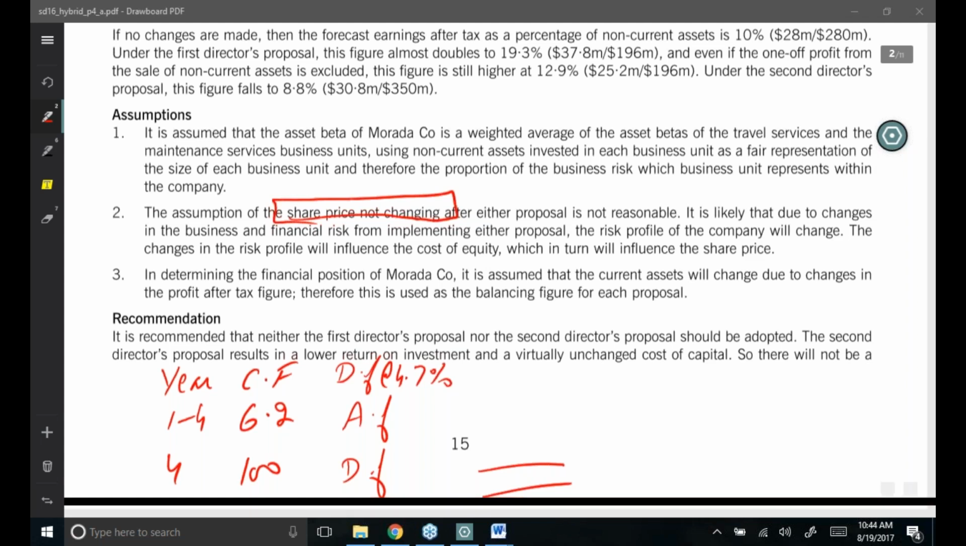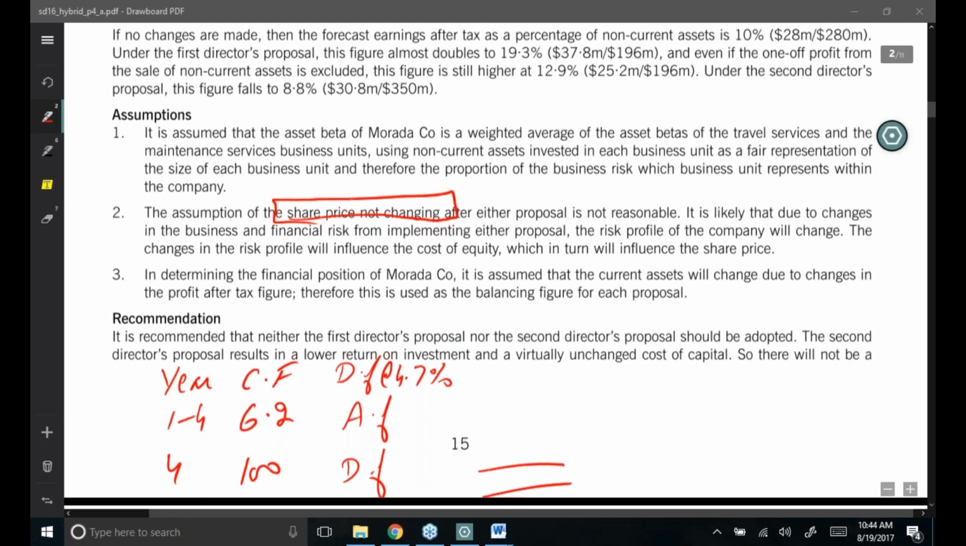Let's have a discussion on your questions from this part of the exam question.